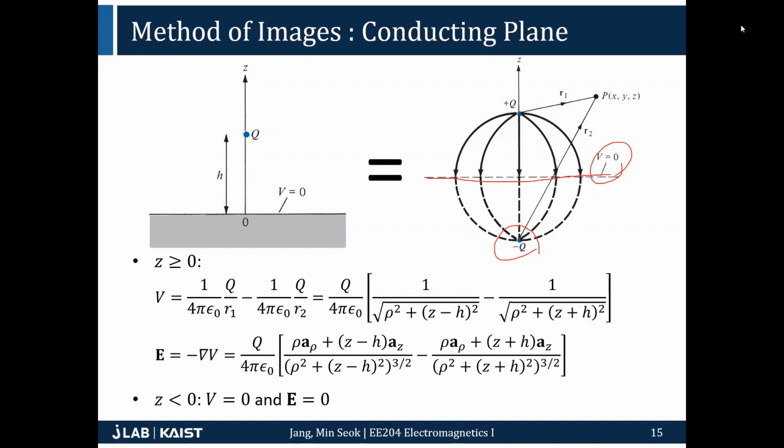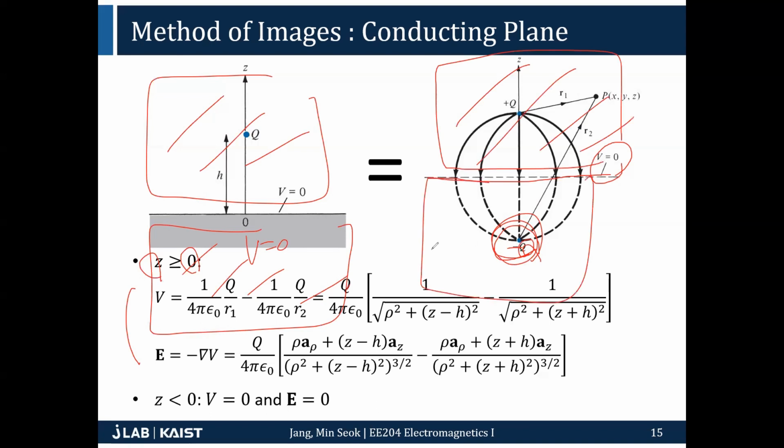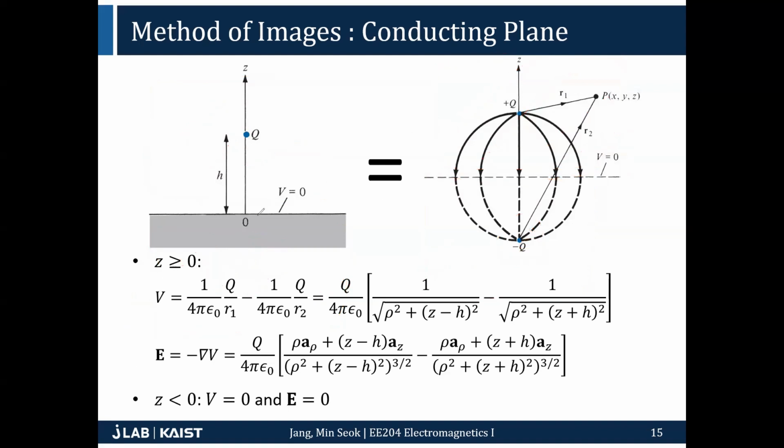And that's where z is larger than 0, so the upper half plane. And the lower half plane, of course, is a conductor, so V is 0 everywhere. Okay. So that solution is valid. Putting an imaginary charge on the other side is valid only in the upper part. But in the lower part, V is 0, because this is known from our previous solutions. So the actual solution should look like this.